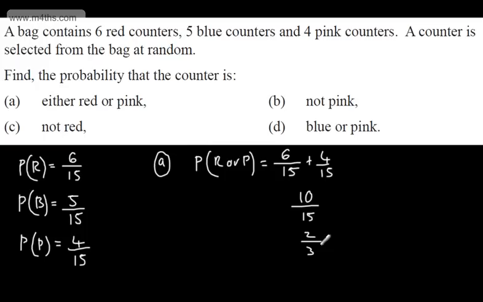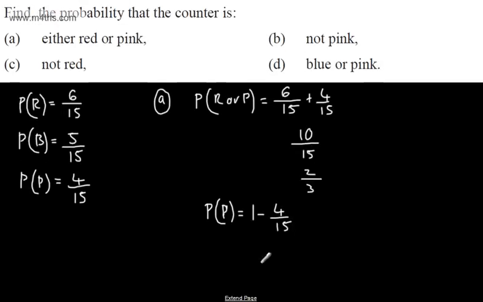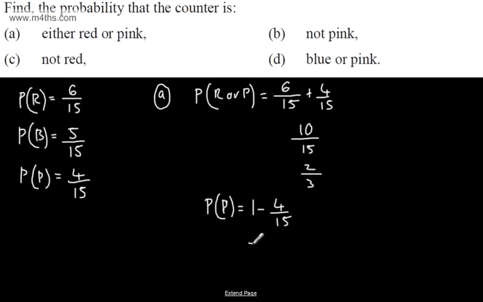I could have simplified all of these, but if we're adding them, it's often easier to leave them with this common denominator and then simplify it later. So not pink. So what we could do is add all of the others, or we could say now the probability of not a pink will be 1 minus the probability of a pink, which is going to give us 1 minus 4/15. If we think there are 15 fifteenths in a whole, so this is going to give us 15 minus 4, which is 11 fifteenths.